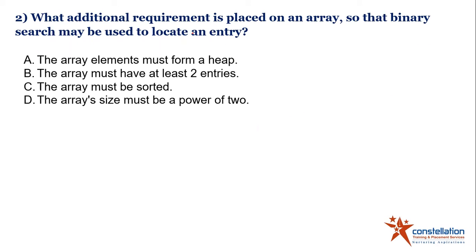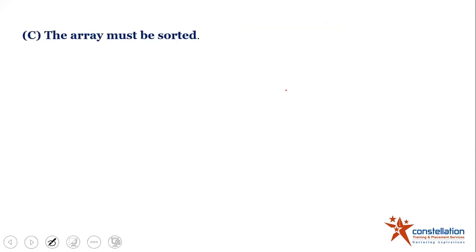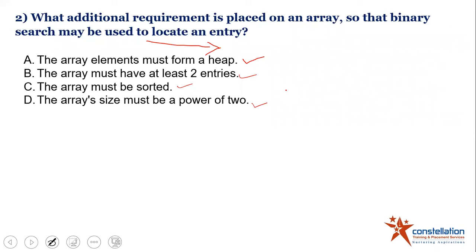What additional requirement is placed on an array so that binary search may be used to locate an entry? The options are: the array must form a heap, the array must have at least 2 entries, the array must be sorted, and the array size must be a power of 2. If you remember, the one and only condition in binary search is that the array must be sorted. So that is the additional requirement.